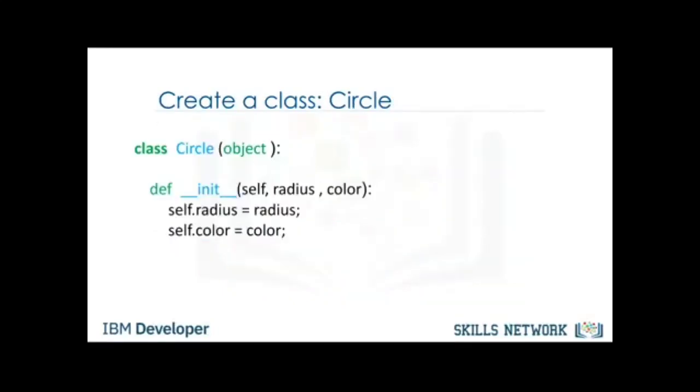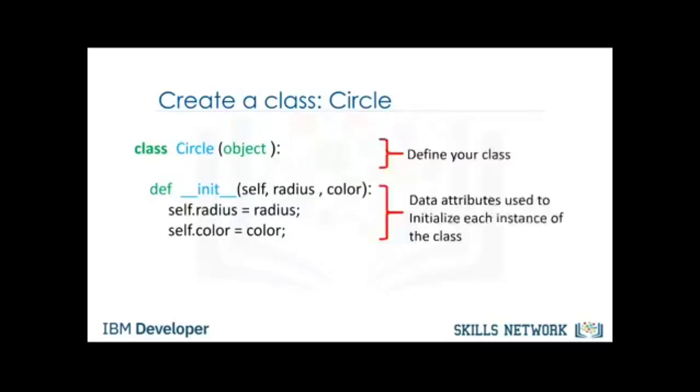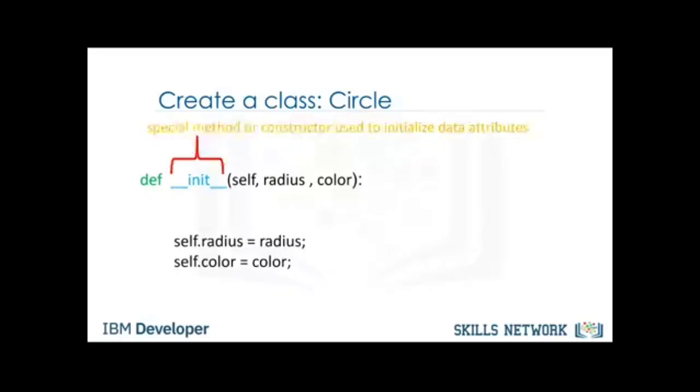Let us continue building the circle class in Python. We define our class. We then initialize each instance of the class with data attributes, radius, and color using the class constructor. The function init is a constructor. It's a special function that tells Python you are making a new class. There are other special functions in Python to make more complex classes. The radius and color parameters are used to initialize the radius and color data attributes of the class instance.